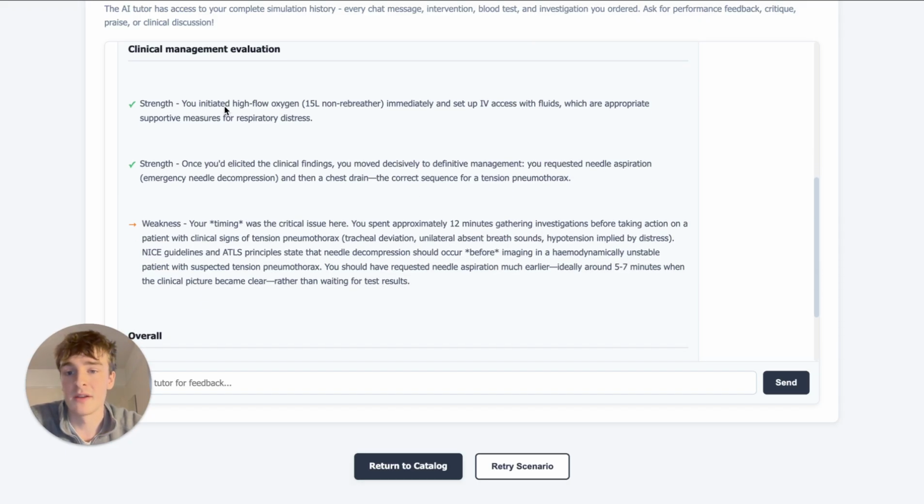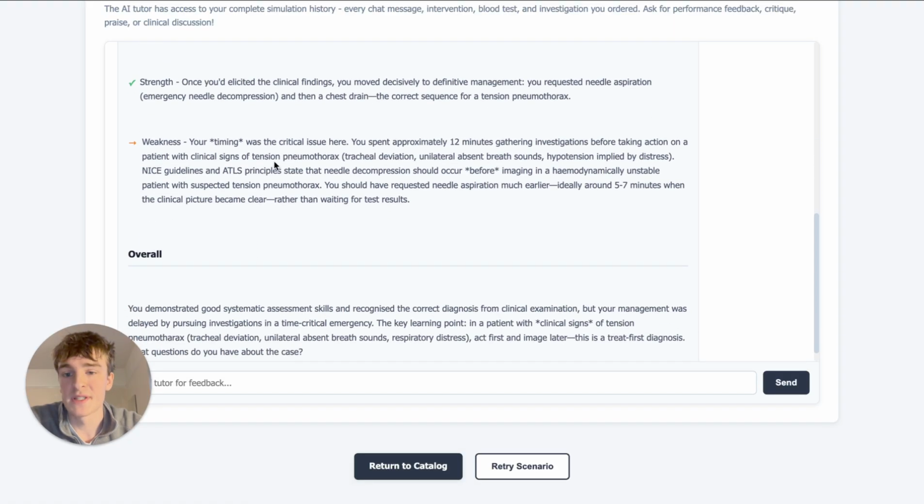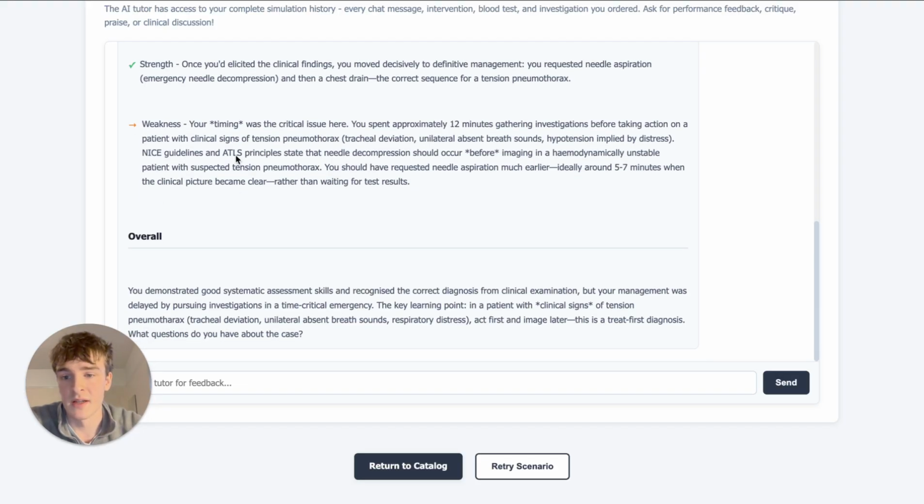So strength, we got high flow oxygen on very quickly with IV access with fluids. And then we did get the definitive management. However, timing was a critical issue here. We spent 12 minutes gathering investigations before taking action on the patient, even though they had tracheal deviation, absent breath sounds, and hypotension implied by the distress. And we have guidelines and advanced ATLS principles stating that needle decompression should occur before imaging in a hemodynamically unstable patient with tension pneumothorax.